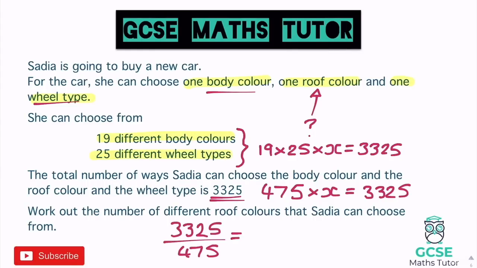So 3325 divided by 475 gives us the answer 7. There we go, so our answer is 7. So we've got 7, what was it about roof colours? So we can say 7 roof colours that she can choose from, and there's our final answer. And just something different here, obviously thinking about it in reverse and making sure that we get that whole number there to figure out what number's missing in our multiplication.